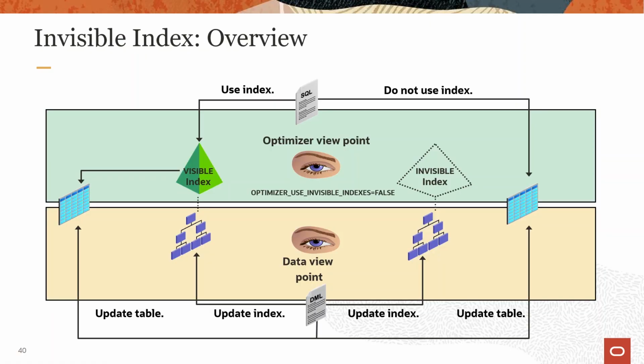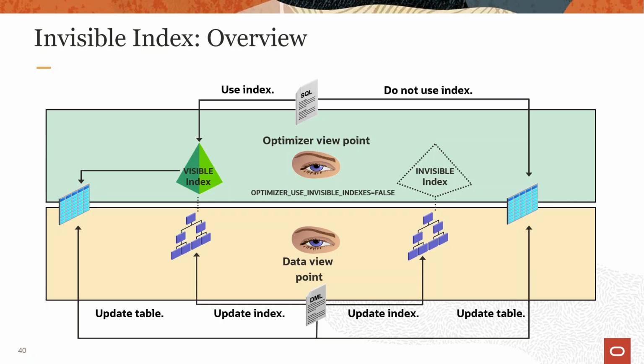An invisible index is an index that is ignored by the optimizer unless you explicitly set the parameter optimizer_use_invisible_indexes to true, which can be set at the session or at the system level. So by default, when you create an index, it is created as a visible index.